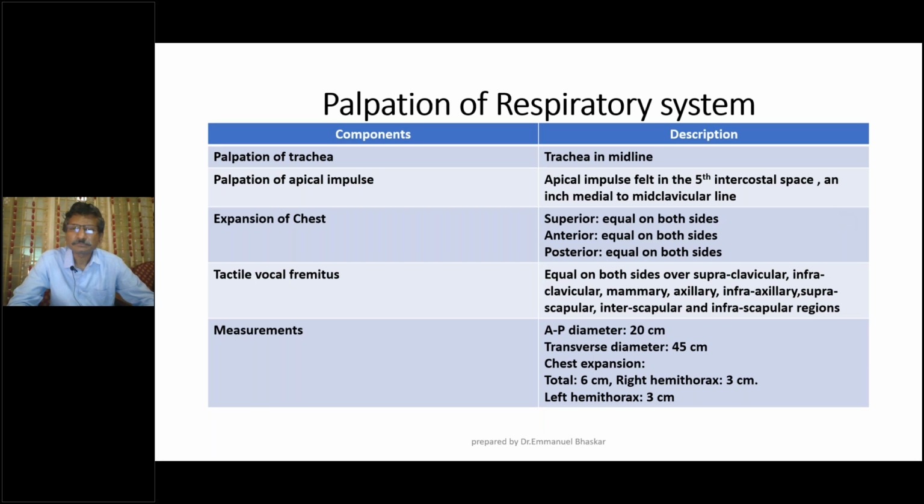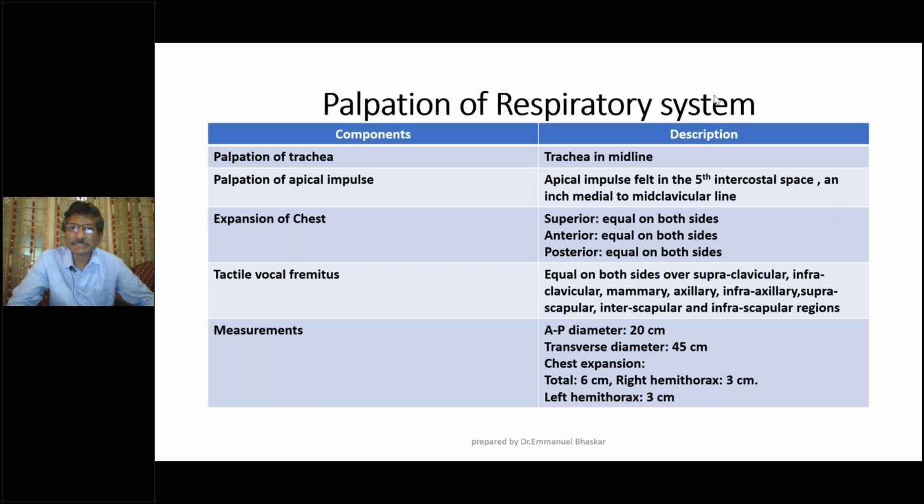Then measurements. Again you look at the AP diameter and the transverse diameter. You also look at the chest expansion, total chest expansion, right and the left hemithorax. I have not gone much into the measurements part of it. Don't bother about it much. But generally, which is more reliable for chest expansion? Inspection or palpation or measurements? Inspection. You always remember that. So spend more time in inspection to study the chest expansion, because that is what is more reliable.